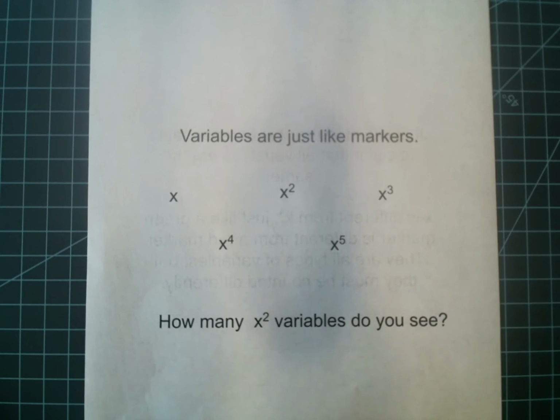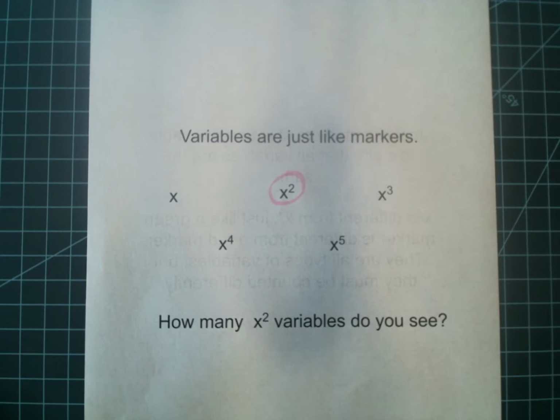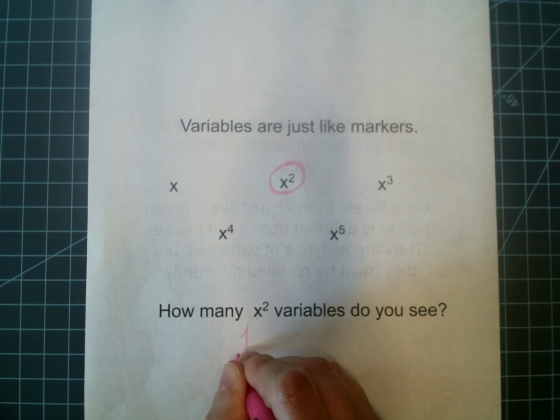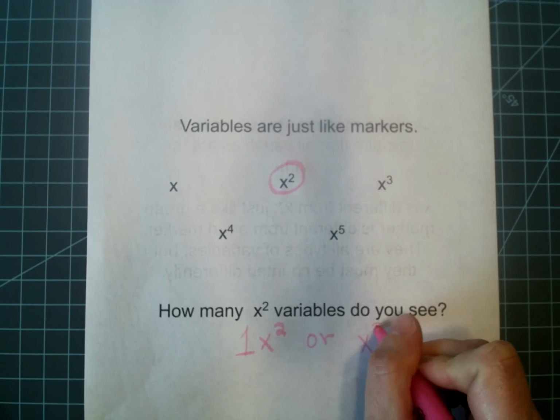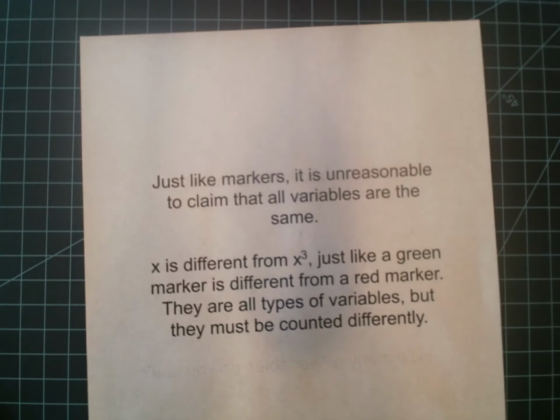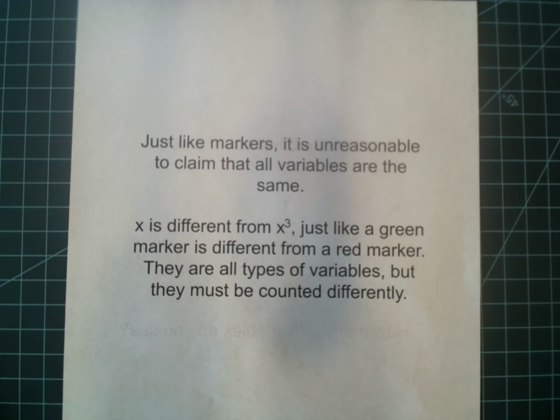Now, how many x squared variables do you see? There's only one x squared. And we could write that as 1 x squared, or we could let that x squared have an understood 1. Now, just like markers, it's unreasonable to claim that all variables are the same. X is different from x to the third, just like a green marker is different from a red marker. There are all types of variables, but they must be counted differently.